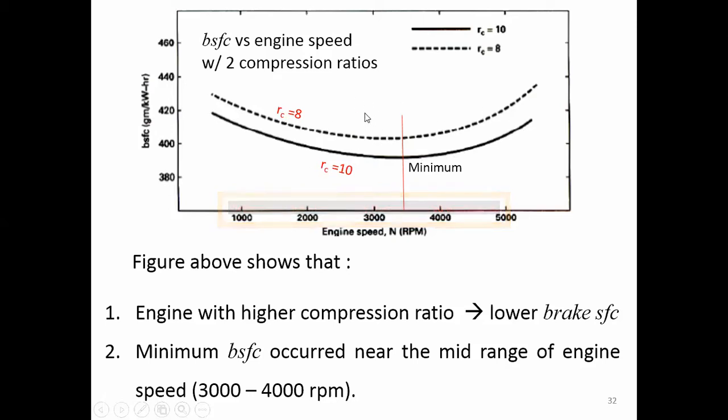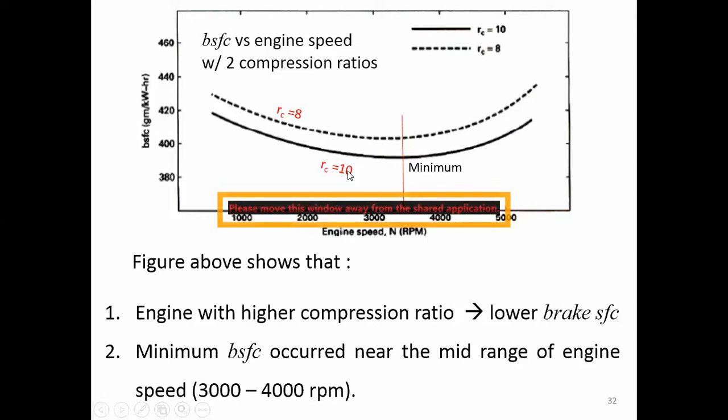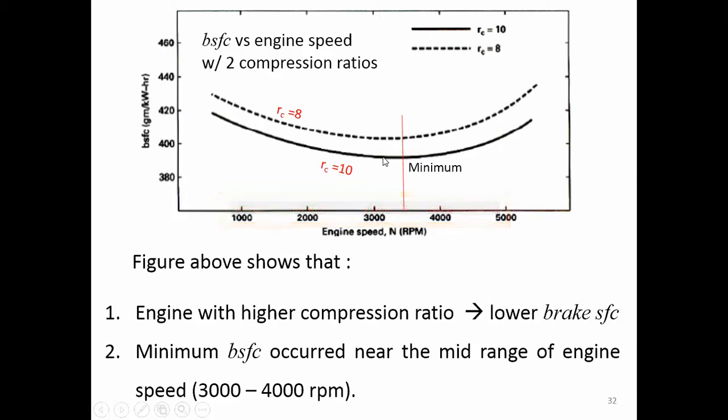One thing that you can find out from this graph is that if you design your engine for a higher compression ratio, you can expect that you will have a lower BSFC than with the lower compression ratio. So for lower compression ratio, you have higher brake specific fuel consumption. If you go for higher compression ratio, you will have a lower brake specific fuel consumption.